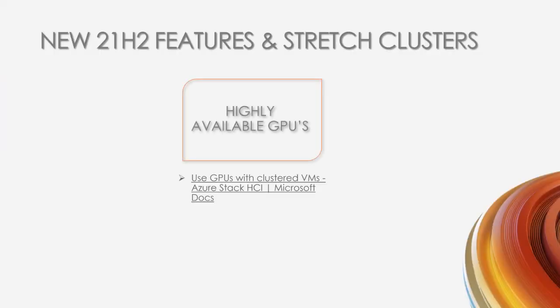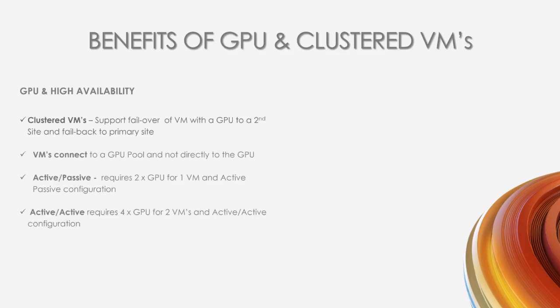Let's move on to the next feature. I think this is going to be of high interest to a lot of people on the call and who listen to this video. That's highly available GPUs and stretch clustering. So what does this mean? Well, you can fail over a virtual machine with a GPU between sites in a stretch cluster.